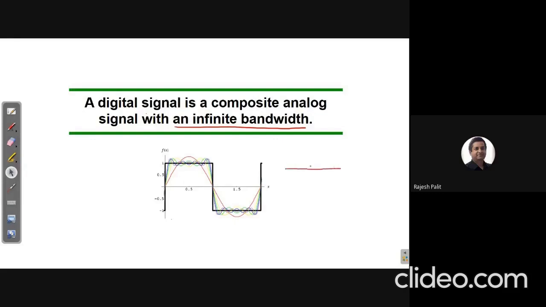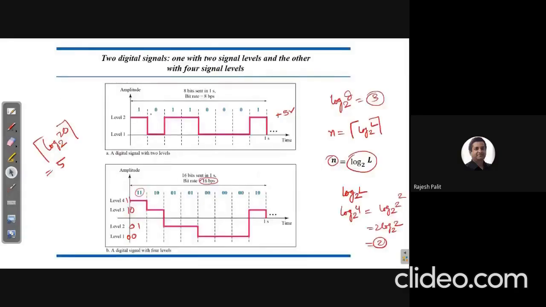Let me go back to the previous slide. Here you see, is this periodic? This is the signal we have just seen. Does it repeat the shape? Definitely not, right? So it depends on the data. Since the data is naturally not repetitive, it is random in nature, the digital signals are definitely not periodic. The digital signals are non-periodic.